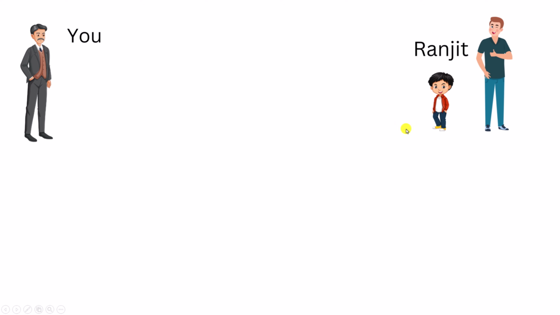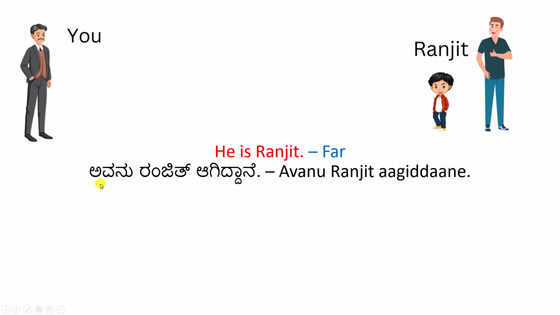Okay? If you want to say he is Ranjit in Kannada, you would have to say avanu Ranjit ಆಗಿದ್ದಾನೆ. ಅವನು ರಂಜಿತ್ ಆಗಿದ್ದಾನೆ in Kannada. Avanu is he, Ranjit is the name of the person, ಆಗಿದ್ದಾನೆ is. Okay?